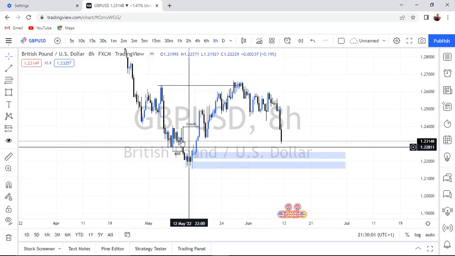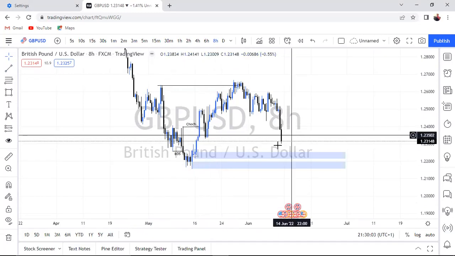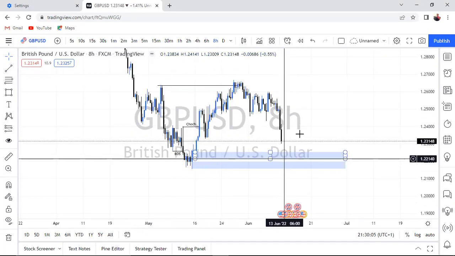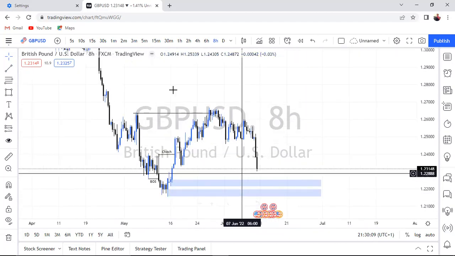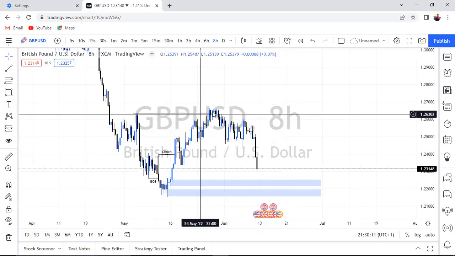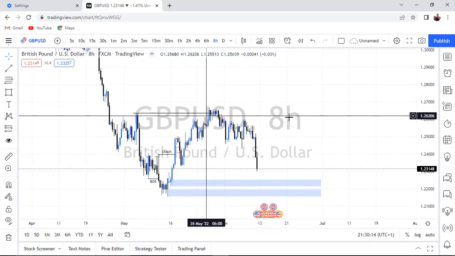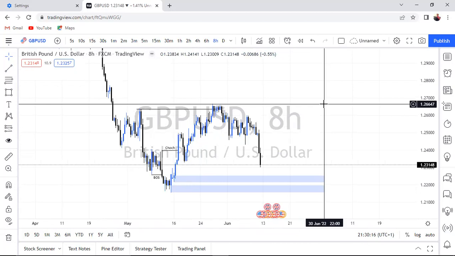Are you getting it? So from here now, from this point, we can start looking for long entry from this point, because we have a valid break above here. We have a valid break above here. This is what I have for GU.